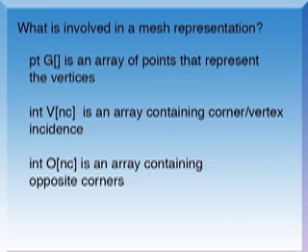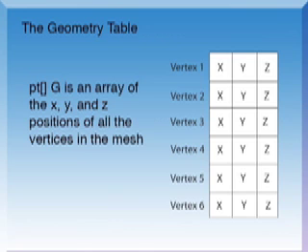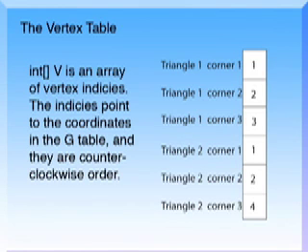The next is the vertex array, which contains the corner vertex incidents. And the last is the opposite array, which contains the opposite corners of the current corner. Let's take a closer look at the geometry array. For each vertex, it contains the x, y, and z values that represent it. Here's the vertex array. For each vertex, it contains a pointer to the geometry array where you can find the x, y, and z values. This is also where the triangles are stored. The first 3 values belong to the first triangle, the second 3 values belong to the second triangle, and so on. It is also important to note that the vertices are stored in counterclockwise order.